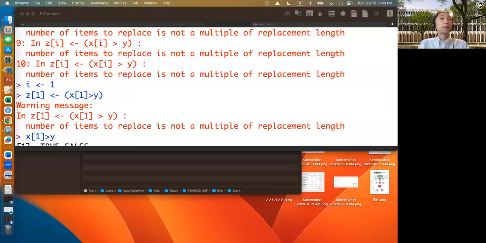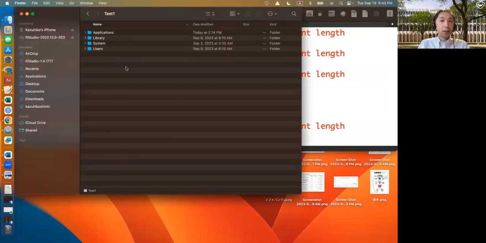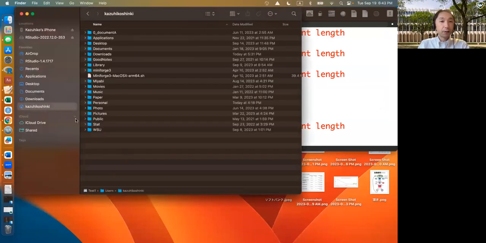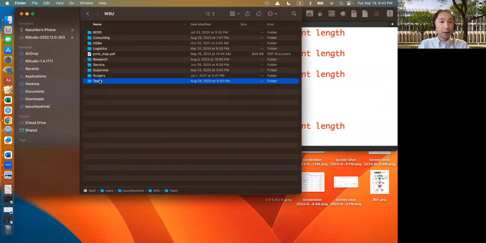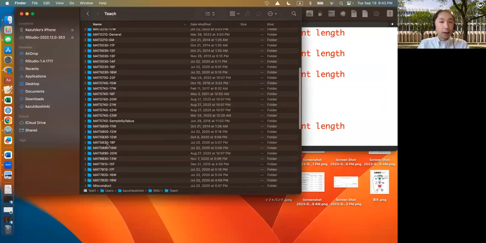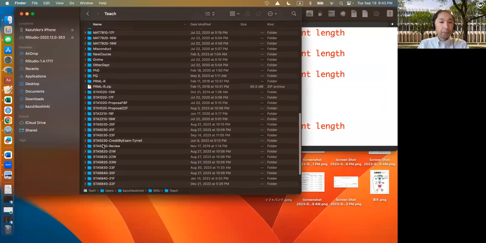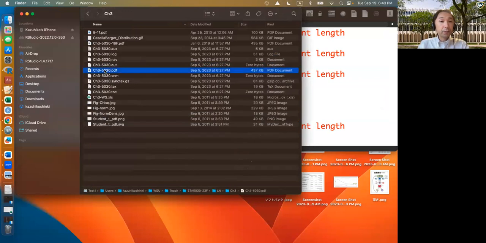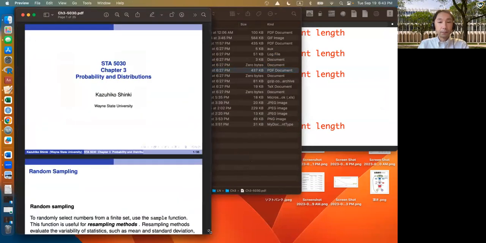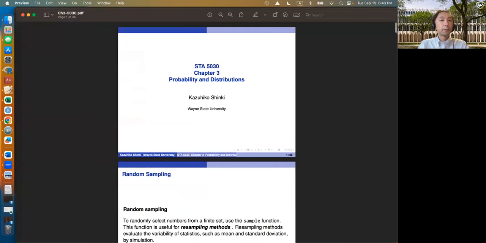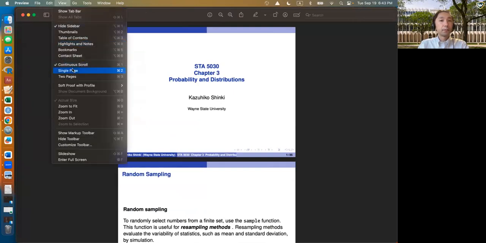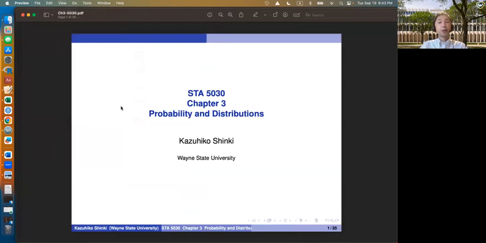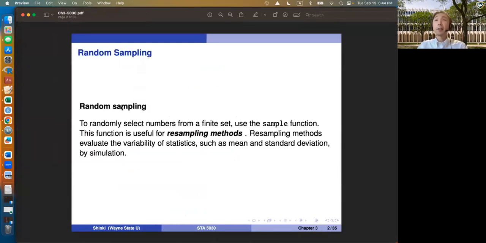Yeah, so now we go to chapter 3. For chapter 3, I think I have to use both slides and our sessions to explain. Okay, so chapter 3, the probability and the distributions. Actually, the first part is the random sampling.